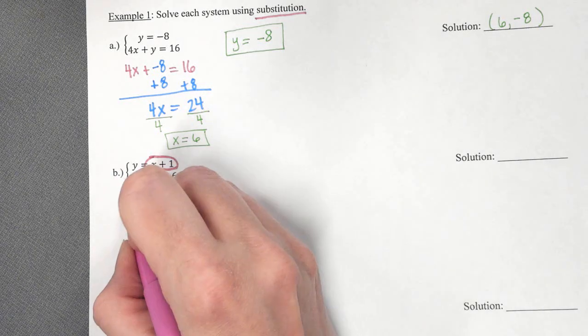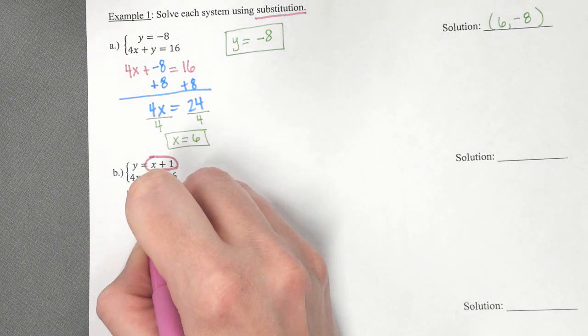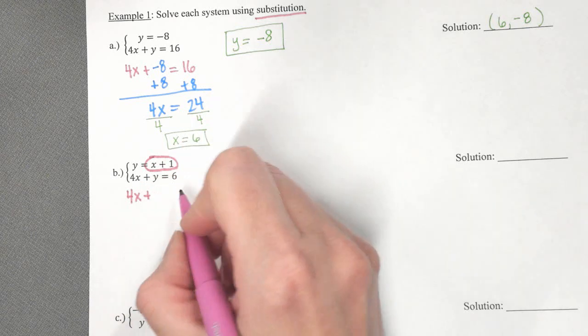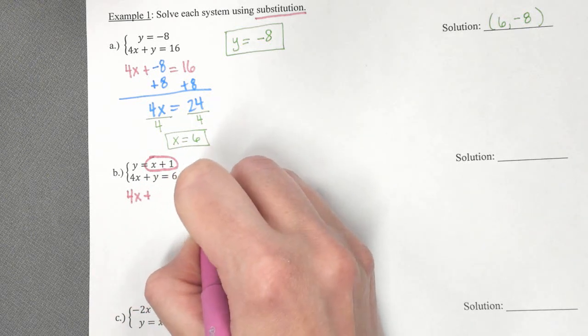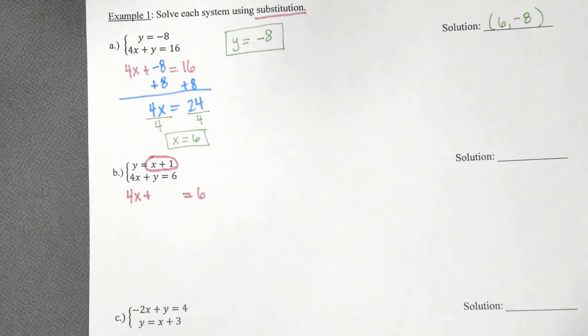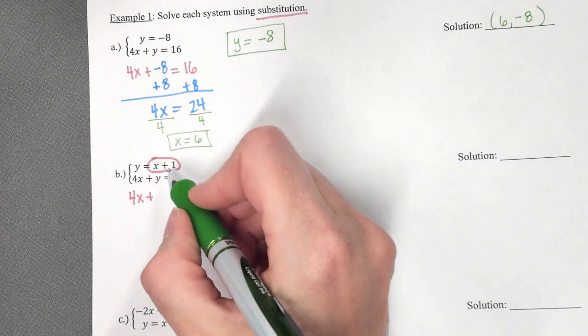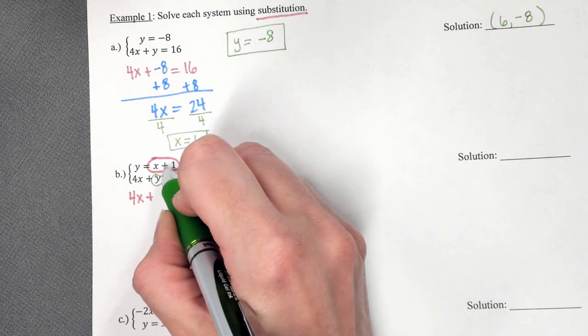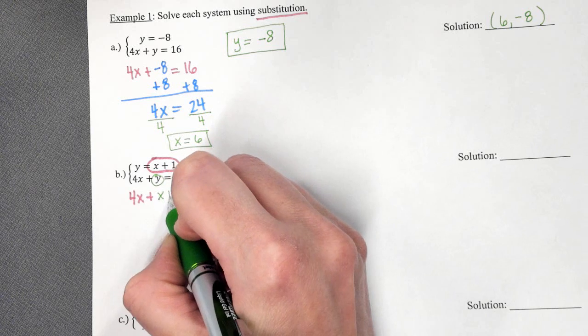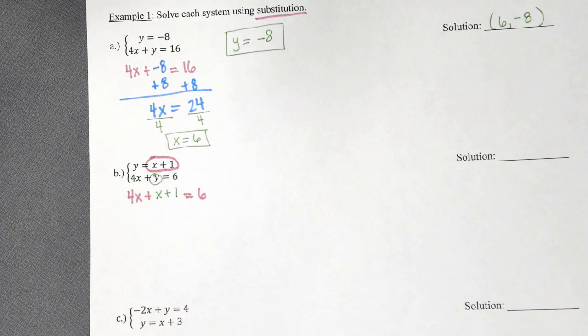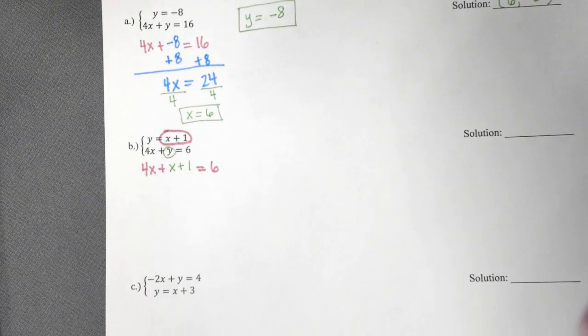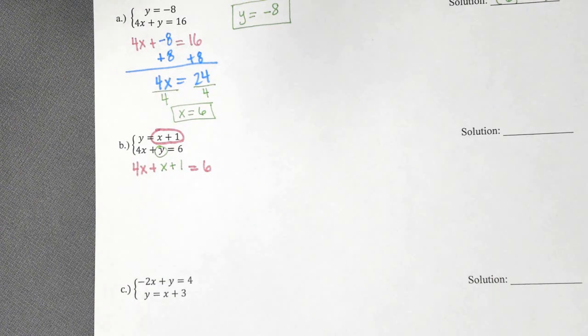And then what we're going to do is when it says 4x plus y, what we're going to plug in for y is x plus 1. So we're going to substitute that whole, it's called an expression, that whole expression in there. And then once you do that, I want you to start thinking about what we're doing next.